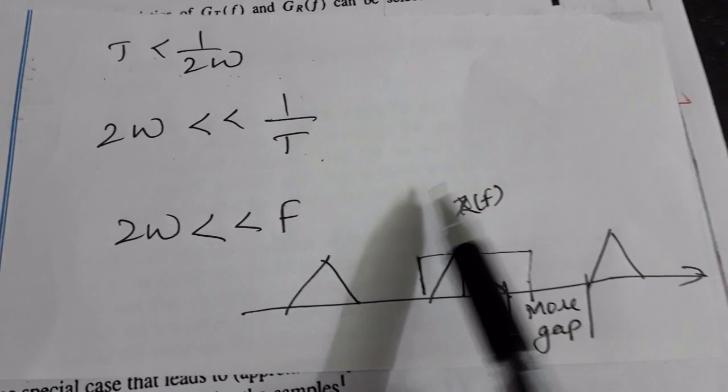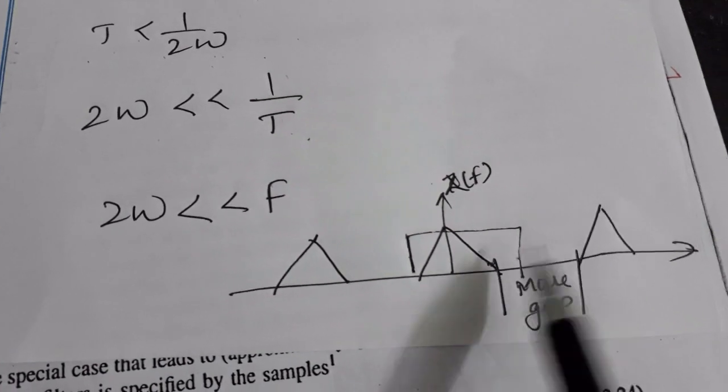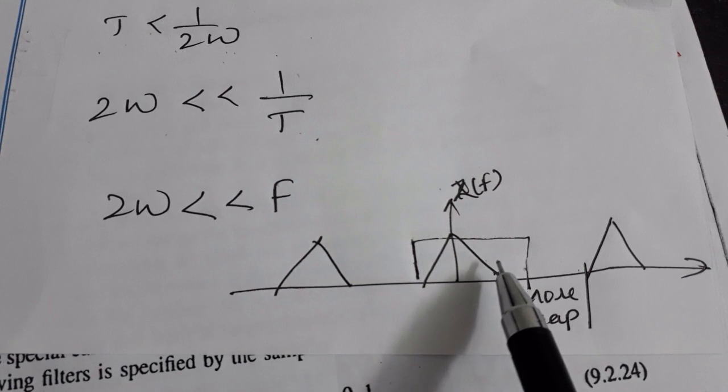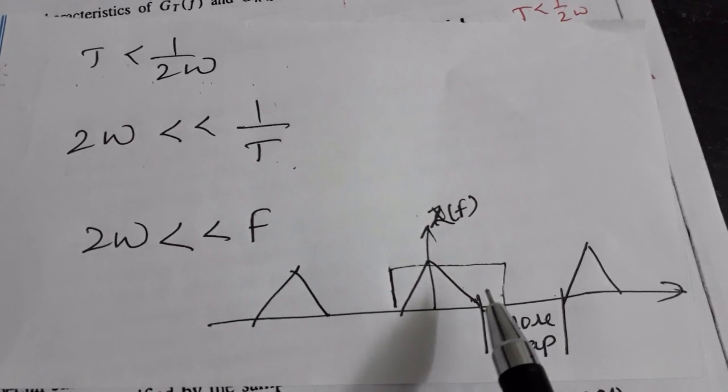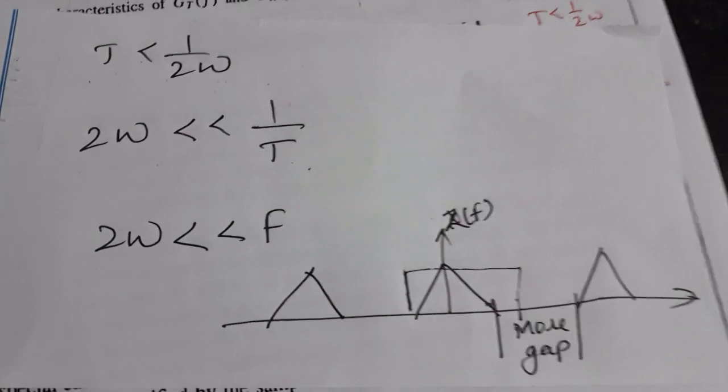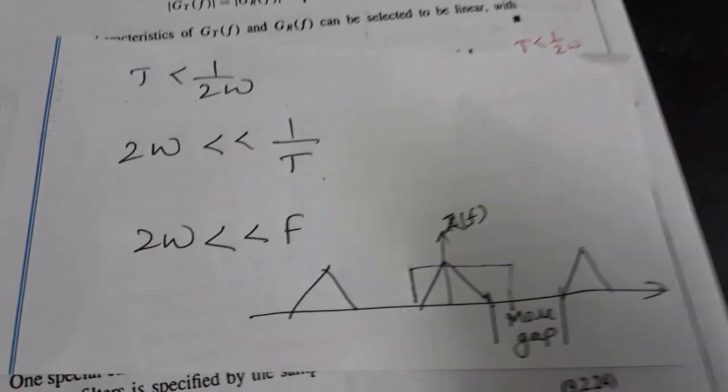So what happens? X of f I have written there. There is a lot of gap between the spectrum, so I can easily design my filter. I can design a filter, I can get back my original data without intersymbol interference. So this is another concept here now.